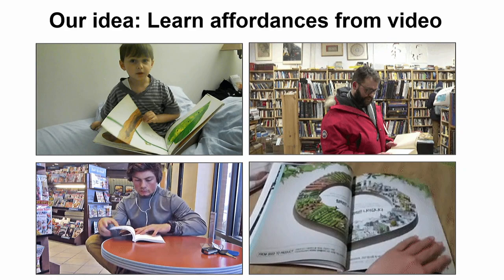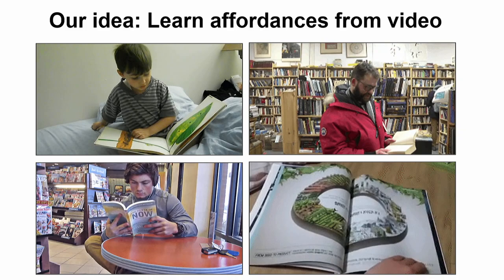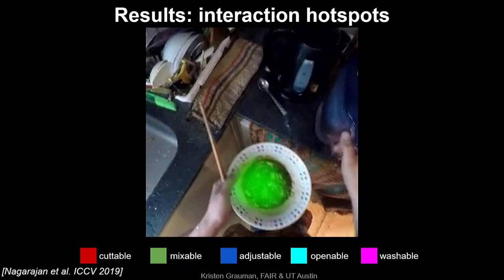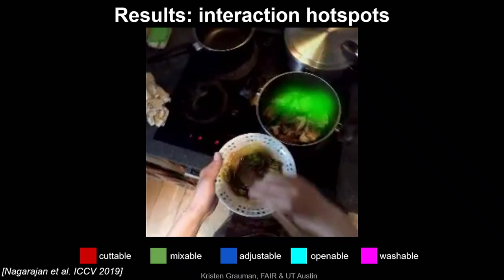If we have video understanding models that can start to pick up on these usage patterns, then we can make predictive models that can anticipate what those regions are going to be like in new images and video. So here's one of our models at work called interaction hotspots. You see that color coding at the bottom? Those are a number of different afforded actions. So some places might be cuttable, they'll be red, or they might be mixable, they'll be green.